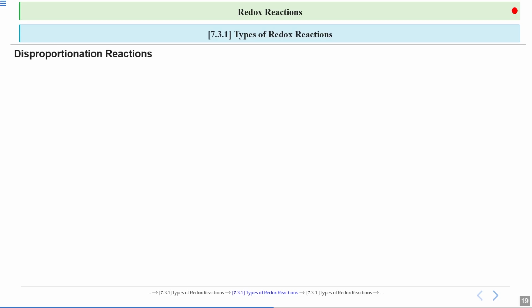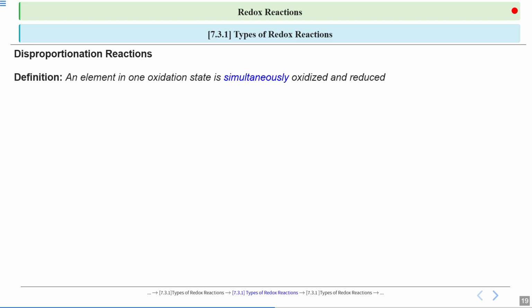Now the disproportionation reaction, that is the last type of redox reaction. These are a special type of redox reaction. In the disproportionation redox reaction, an element in one oxidation state is simultaneously oxidized and reduced. There is one condition, that the element should exist in at least 3 different oxidation states.